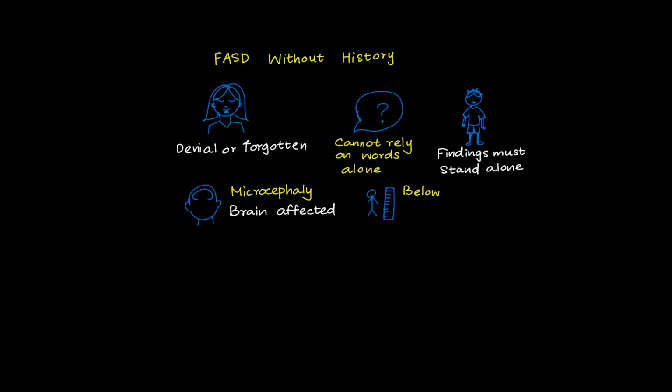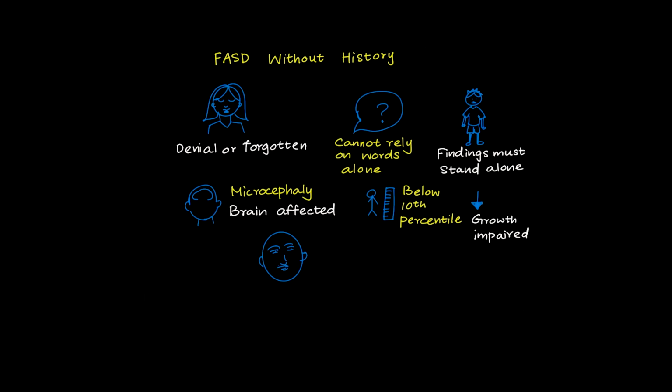Distinctive facial features, especially a smooth philtrum, thin upper lip, and small palpebral fissures, are specific enough that they rarely occur together outside of alcohol exposure. When a child shows all 3, the diagnosis can be made with or without a confirmed maternal history. This combination is clinically recognizable and highly specific to alcohol teratogenesis.